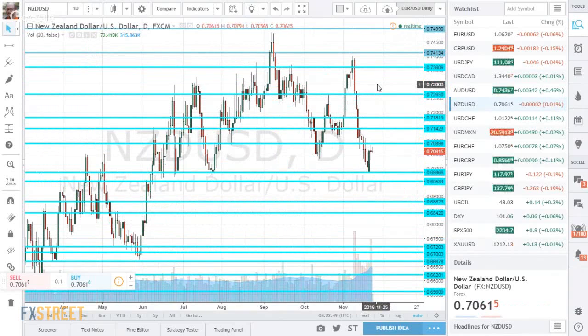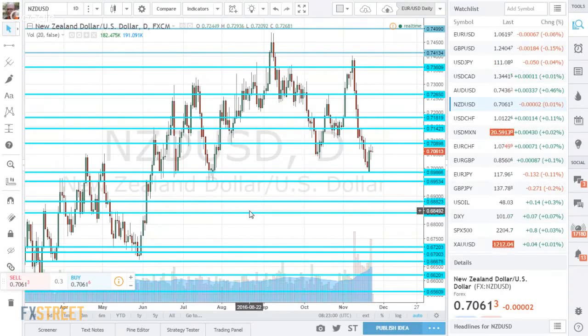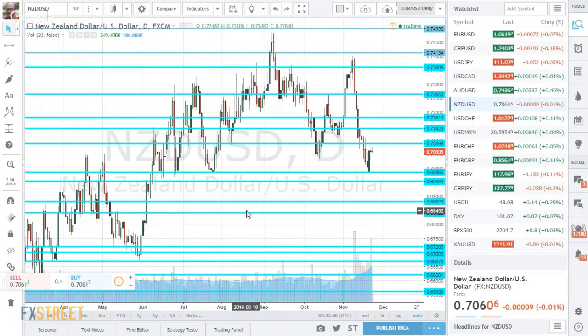And Kiwi dollar currently at 70.60. We already dropped below the 70 level to 69.80, even closer 69.50, and then 68.80. On the top side, we have 71, 71.40, 71.80, and then a leap to 72.65. The Kiwi collapsed quite a bit on Trump's election.